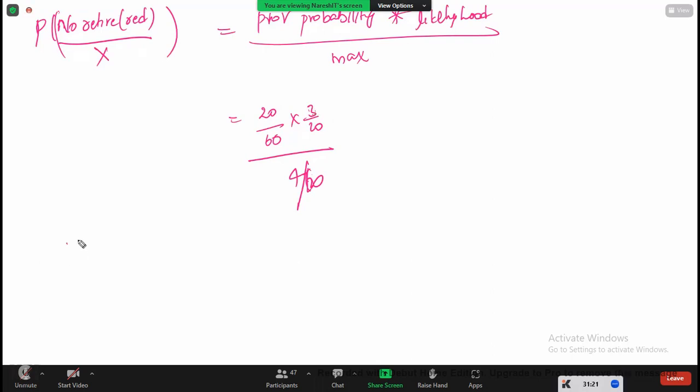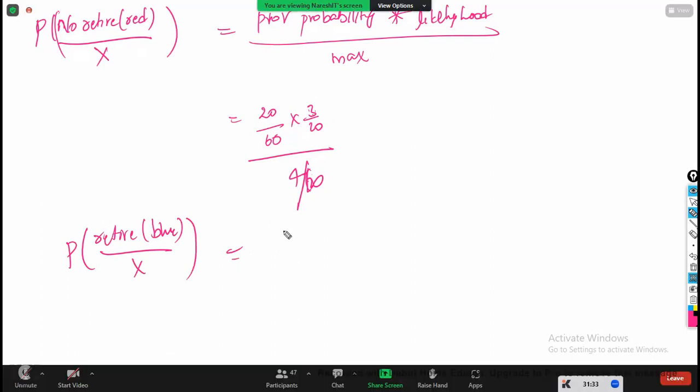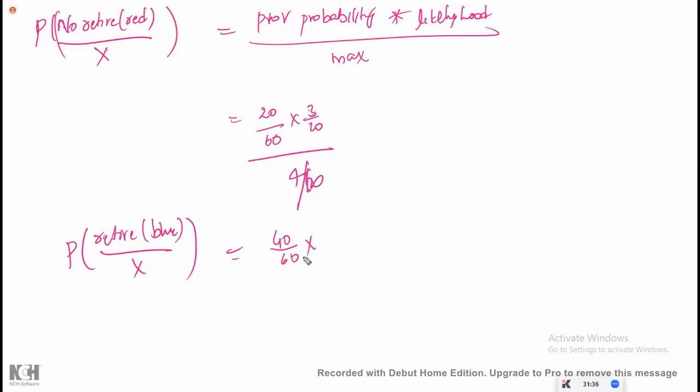Now similarly, what is the probability of retire? Retire means blue, being as a blue data point. Again, the prior probability. What is the prior probability of blue? 40 by 60 is the prior probability. And the likelihood: in your circle, how many are there? 1 out of 40. In total, how many data points have you considered overall? 4 only. So in this case the denominator is the same. You need not focus on the denominator, only on the numerator.